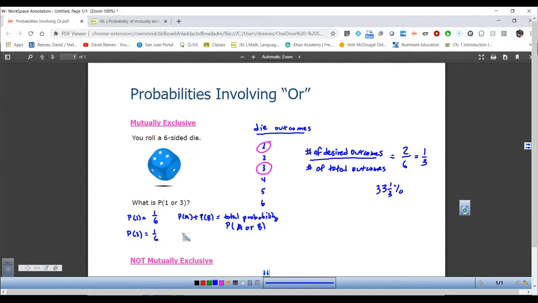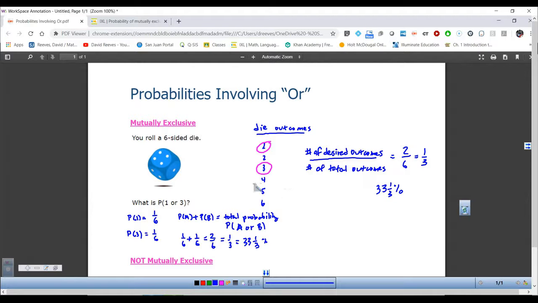So here we go. So the probability of A is 1/6, and the probability of B is 1/6. Well, 1/6 plus 1/6 is 2/6, right? There they are. This one, there's one of those. There's one of those. Both of them have out of a list of 6. So 2 out of 6 is 1/3 or 33 and 1/3%.